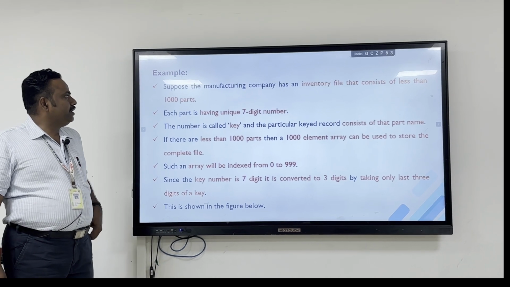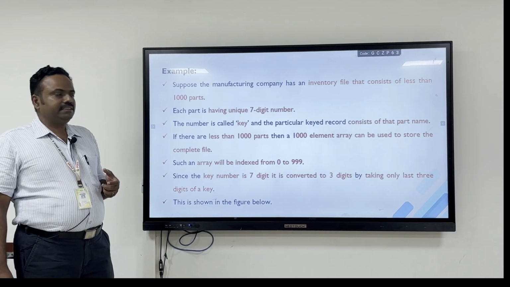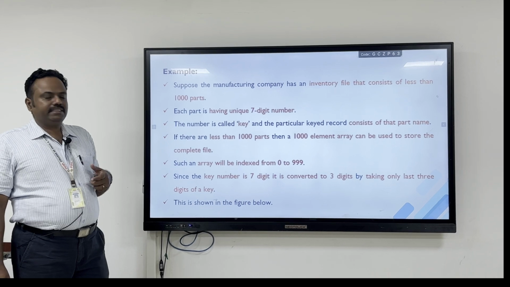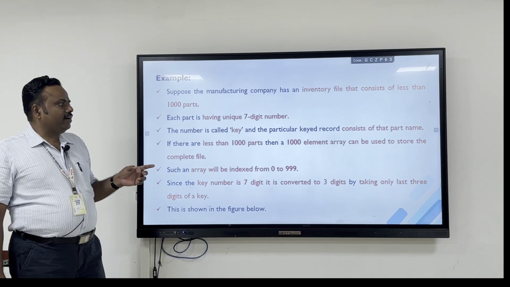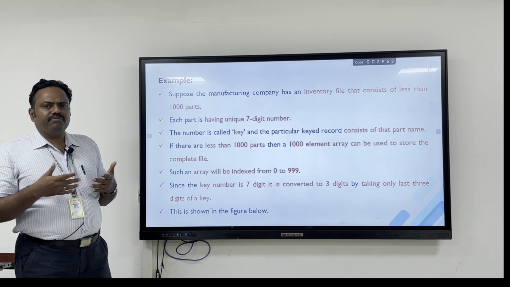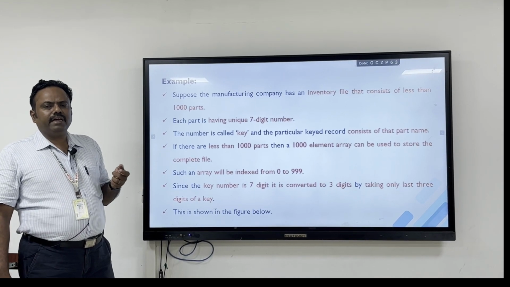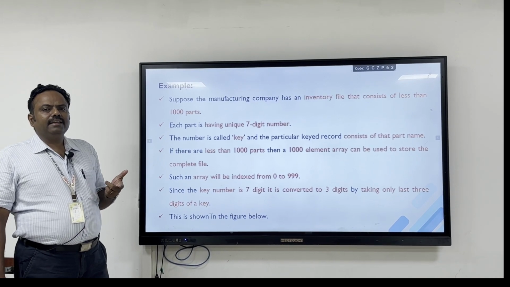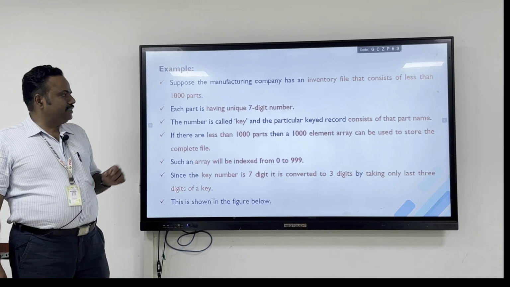For example, a manufacturing company has an inventory file that consists of fewer than 1000 parts. Each part has a unique 7-digit number. That number is called a key, and the record for a particular key consists of the part name. For example, if they are manufacturing chips, each chip has a unique 7-digit number. We have to fit 1000 chips in a table of size 1000.